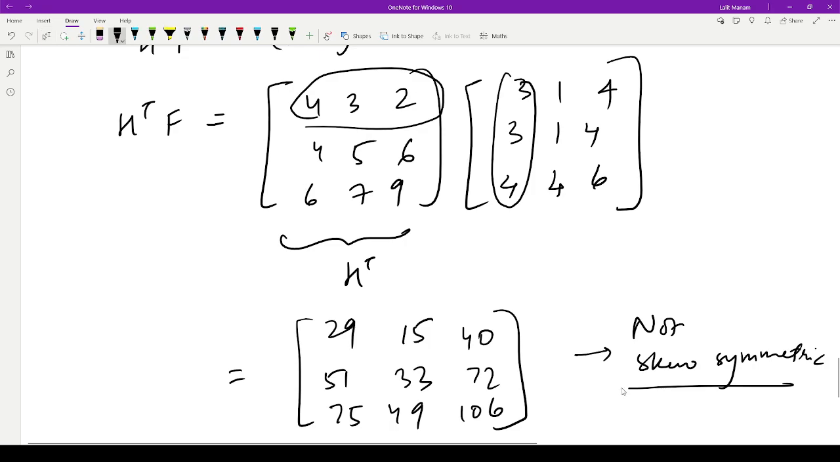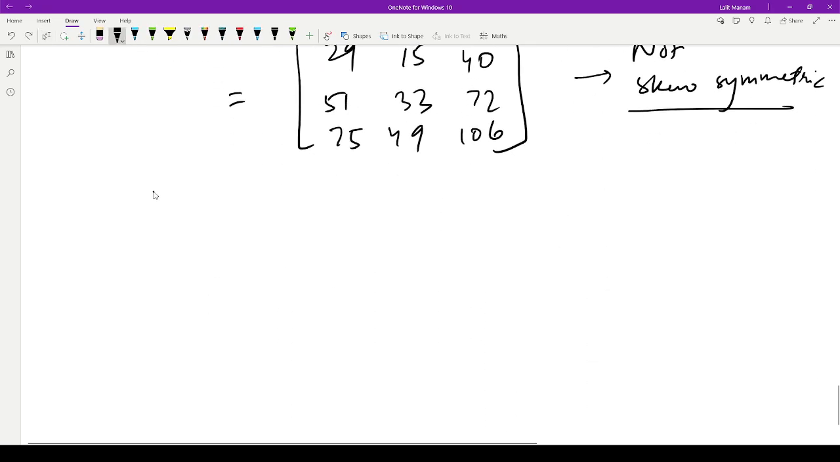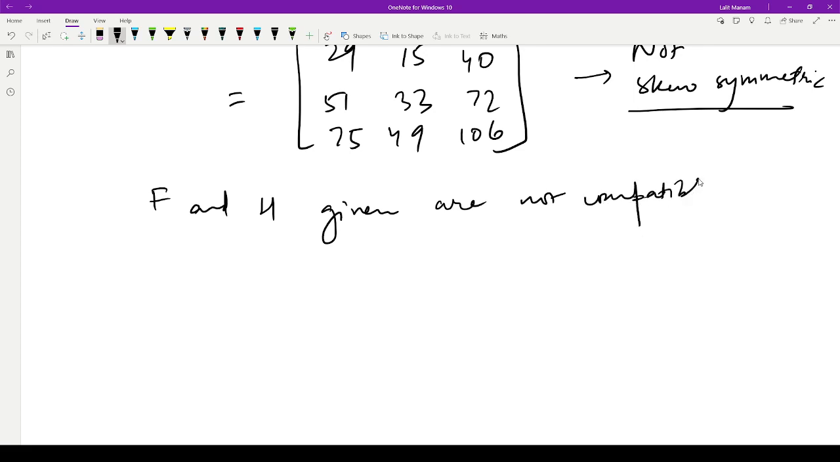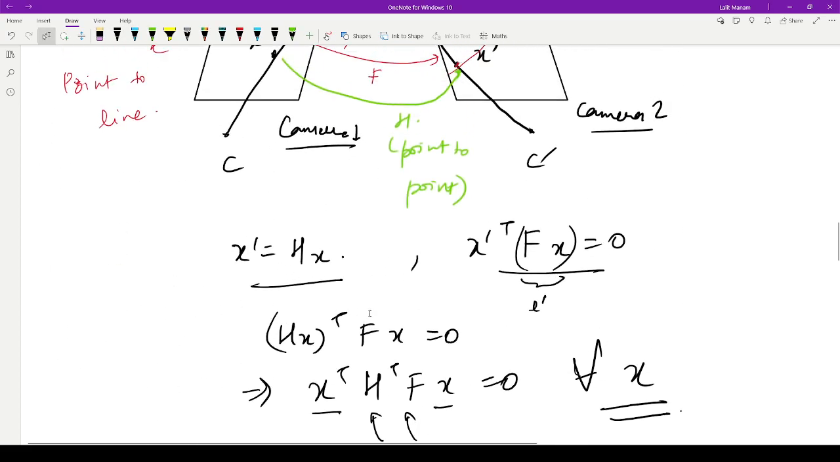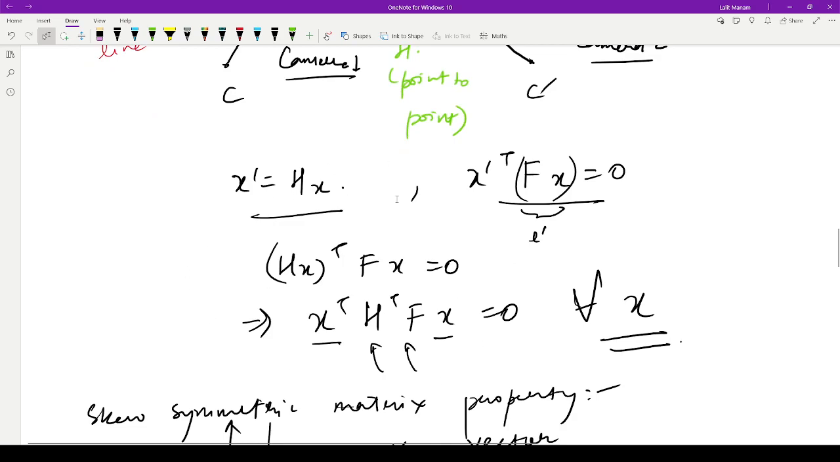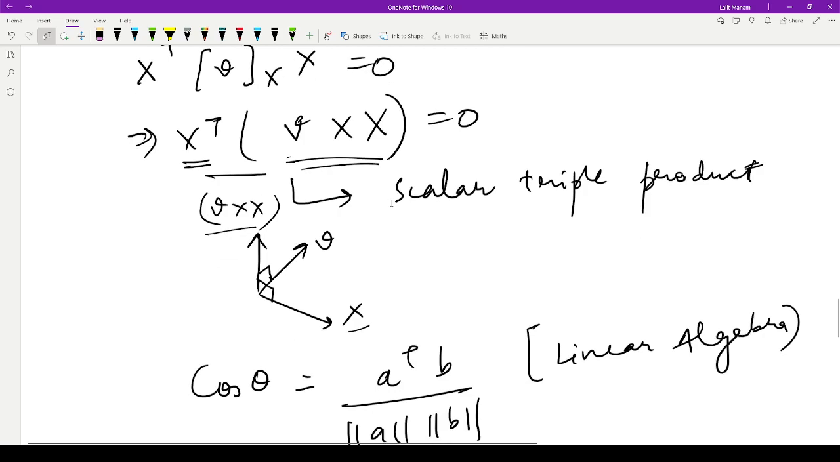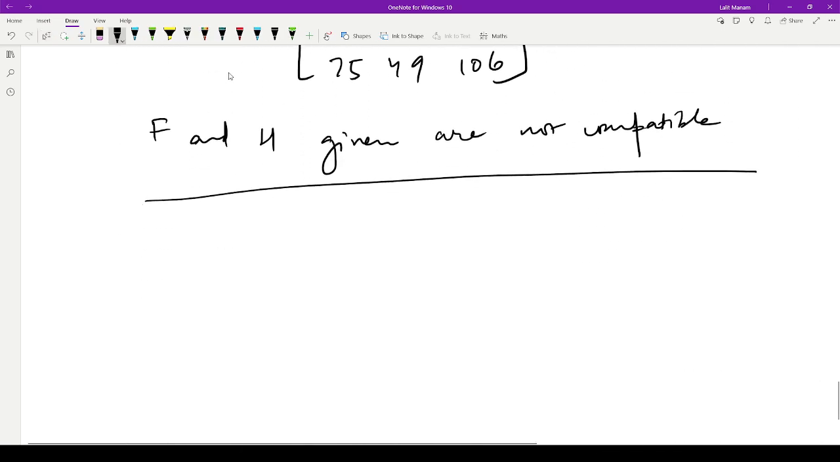So, okay, F and H given are not compatible. I hope the core idea is clear. What do we mean by compatibility? It's just that these equations should be satisfied. That's all. Okay, so we move on to the next question then.